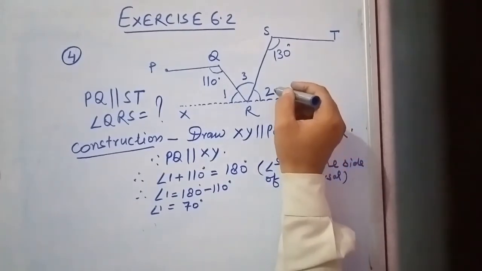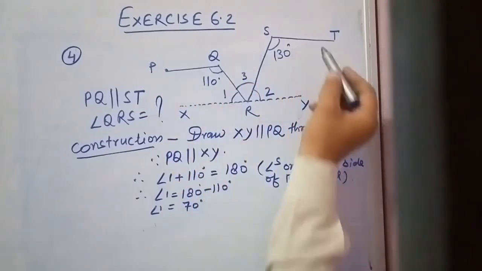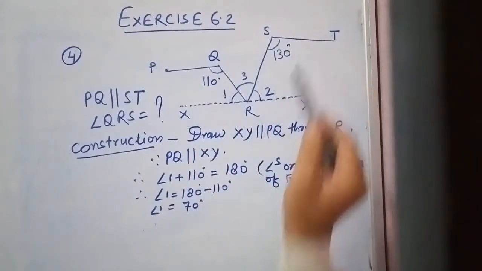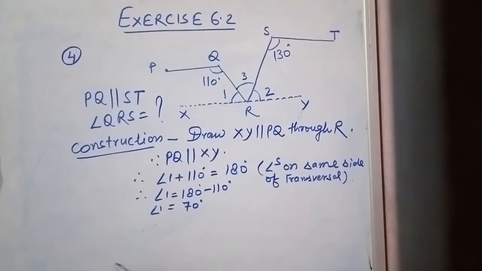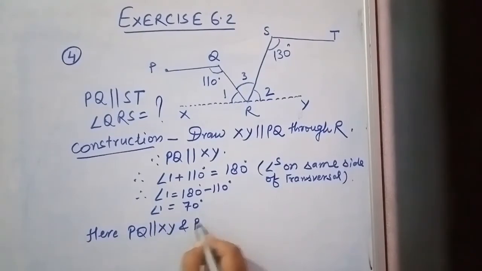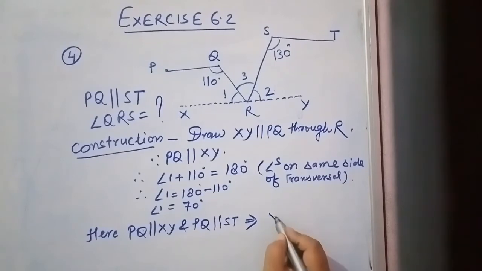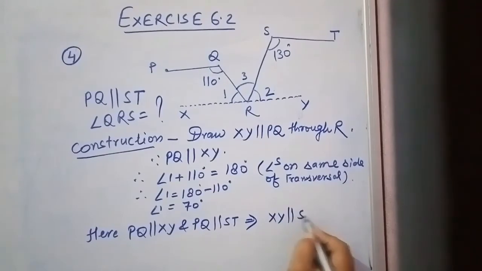Similarly, for angle 2 plus angle 3: since PQ is parallel to ST and PQ is also parallel to XY, it means XY is also parallel to ST. Here PQ is parallel to XY and PQ is parallel to ST, given. This implies that XY is also parallel to ST.